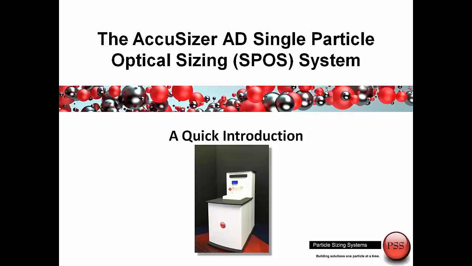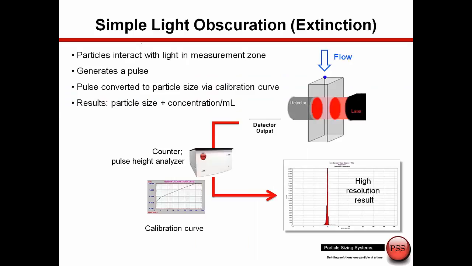Welcome to an introduction of the Particle Sizing Systems AccuSizer AD Single Particle Optical Sizing Instrument. This instrument is based on the principle of single particle optical sizing. At the most basic technological level, we see here a simple light obscuration sensor. As the particles pass through the measurement zone, they obscure some of the light.